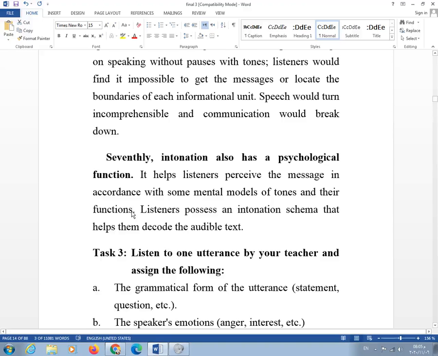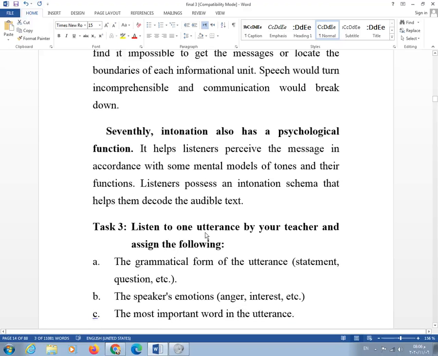And, you know, because we have a schema or background knowledge, or repertoire, or archive there in our brain, that helps us to decode and understand the audible text. Okay, this is the end of this part on different functions of intonation.